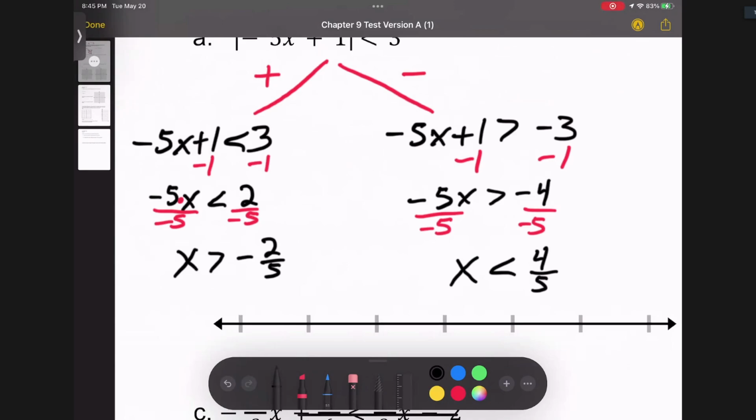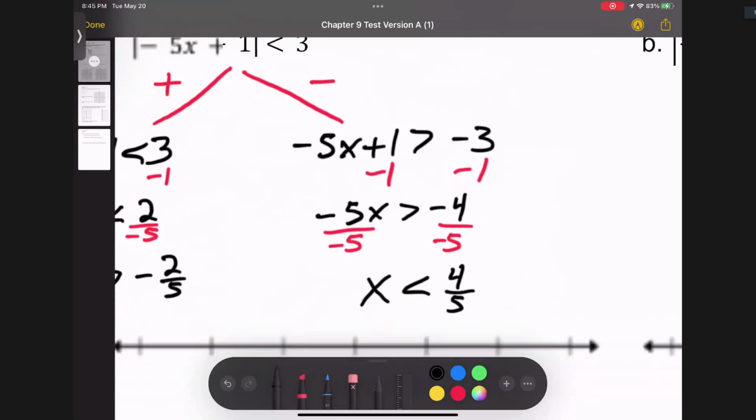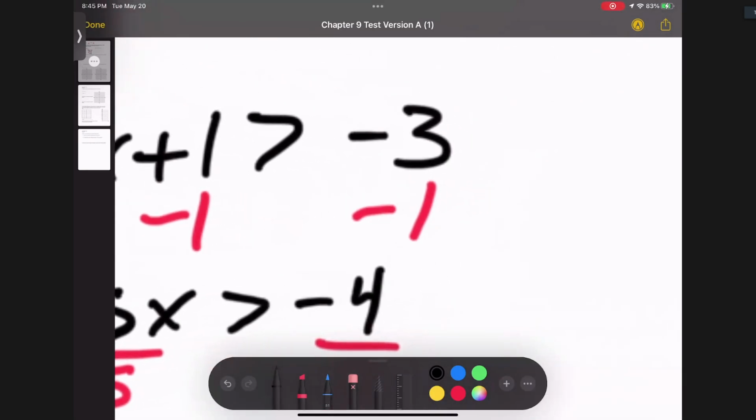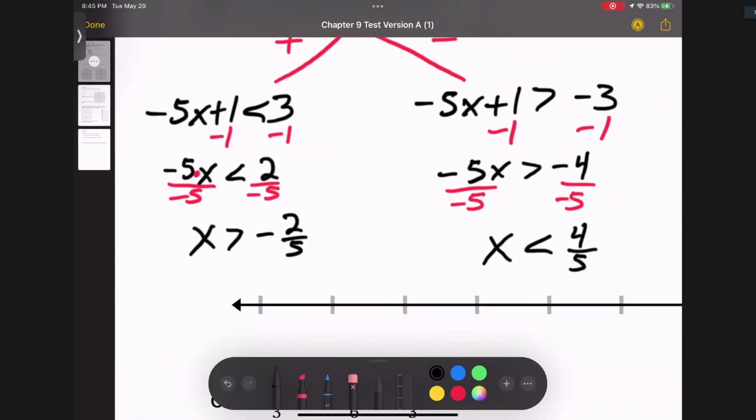Notice it is the exact same operations. The only difference is the end result. The numbers are slightly different. This side, it is a negative 3. This side is a positive 3. But the same operations still happened.